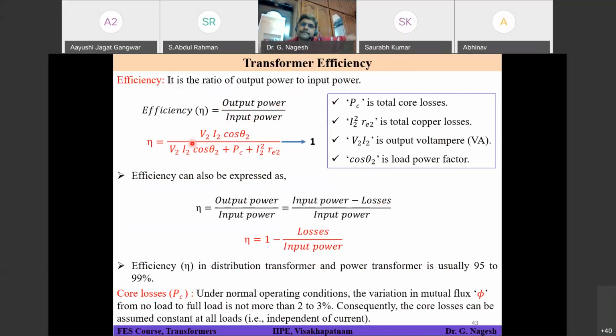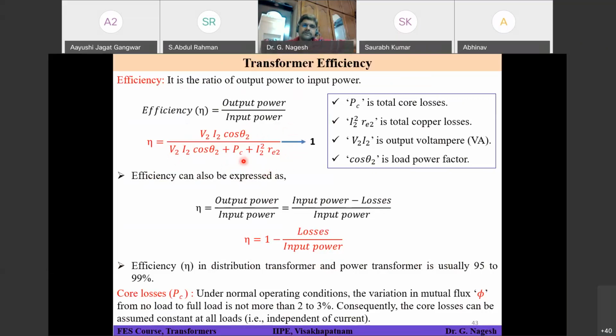What will be the output power? Secondary terminal voltage is V2, secondary current is I2, that is V into cos phi. The secondary power factor angle is theta 2, so V2 I2 cos theta 2 will be your secondary output power in watts. What will be the input? Input will be output plus the losses existing in the transformer, because the losses only reduce your output power from the input value.